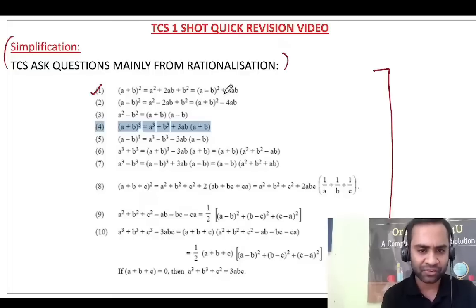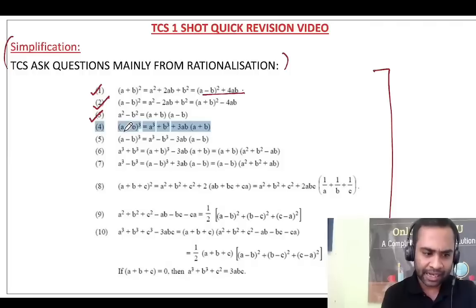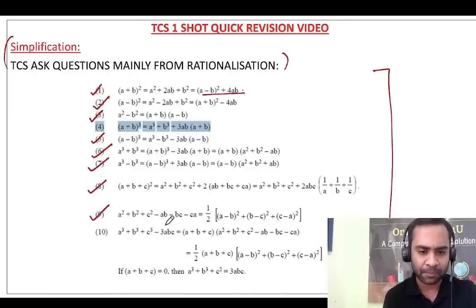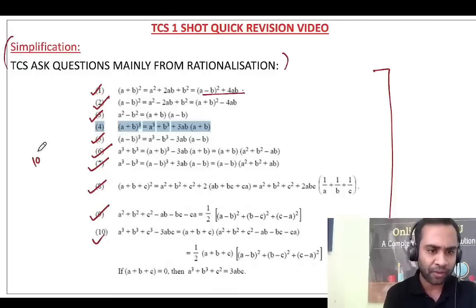(a + b) square is a square plus 2ab plus b square. We can also write (a - b) square, and a square minus b square, then (a + b) cube, (a - b) cube, a cube plus b cube, a cube minus b cube, (a + b + c) square, and a square plus b square plus c square. So these are the formulas, total 10 formulas. Please revise them in your mind.